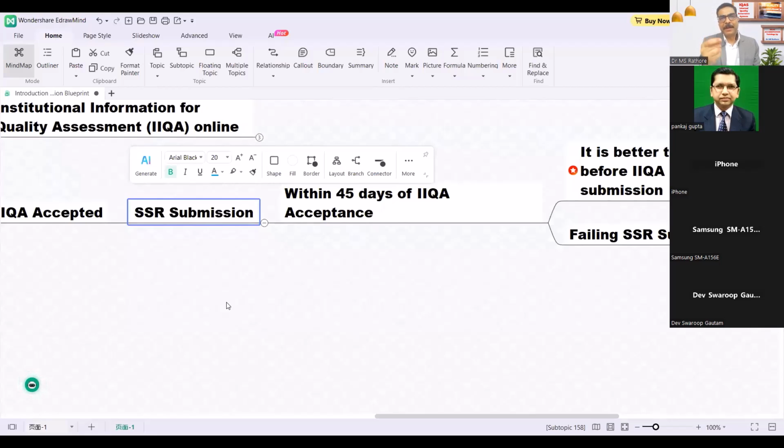So the institution may be a general institution, an affiliated institution. The institution may be an autonomous institution, an autonomous college. The institution may be a health science college: medical, dental, nursing, physiotherapy, yoga, etc. The institution may be a general university, a health science university, a Sanskrit institution, a law institution, or a dual mode university.